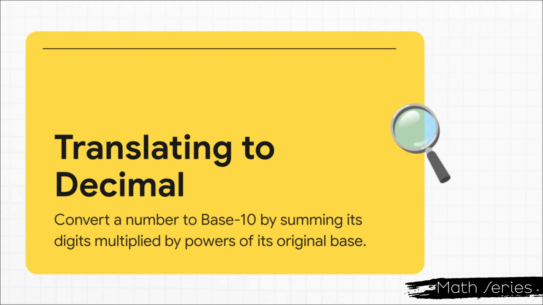Going from some other base back into our good old decimal system is the easy part. Why? Because we already know the secret. It's the exact same formula we used for 567. We just swap out the powers of 10 for powers of whatever base we're starting with.